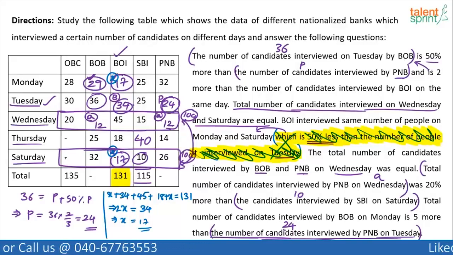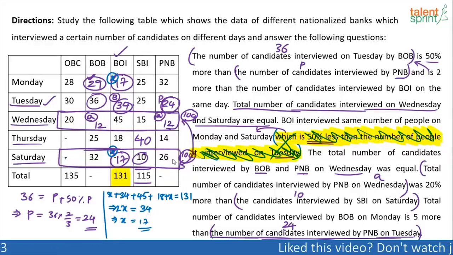Now balance it. See, 32 plus 17 is 49. 49 plus 10 is 59. 59 plus 26 is 85. 104 minus 85 is 19.